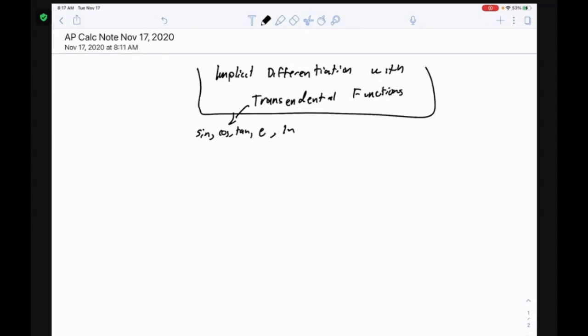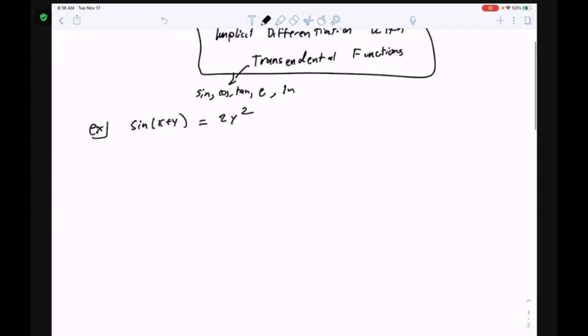All right, so let's just break out into some examples. One of the examples I really enjoy is the problem sine of x plus y equals 2y squared, something like this. This is an implicit function. Of course, all the polynomials are still going to be hanging around within the problem, but now we have this introduction of a transcendental function, sine of x plus y. I even think you might see it on your homework.